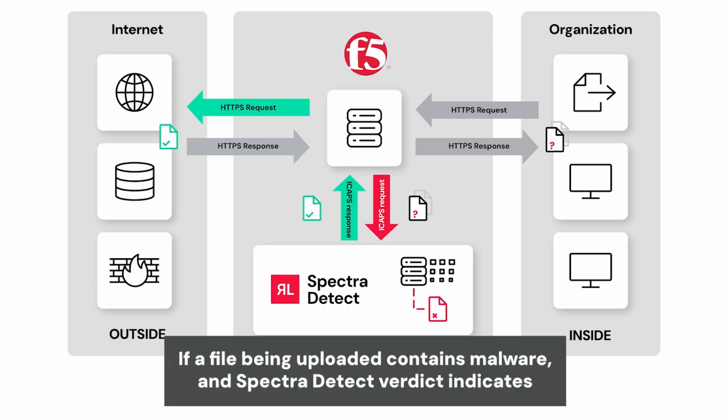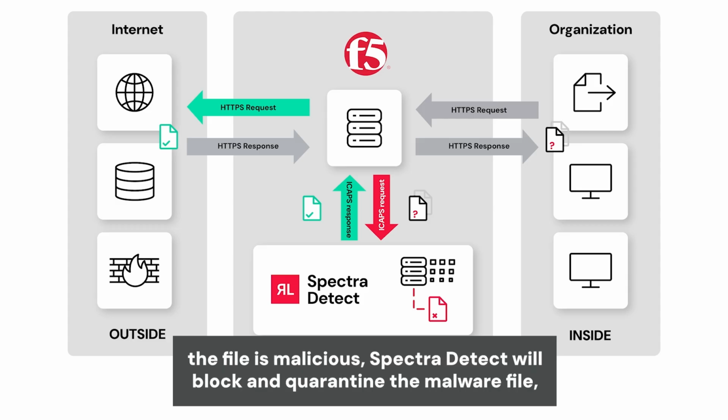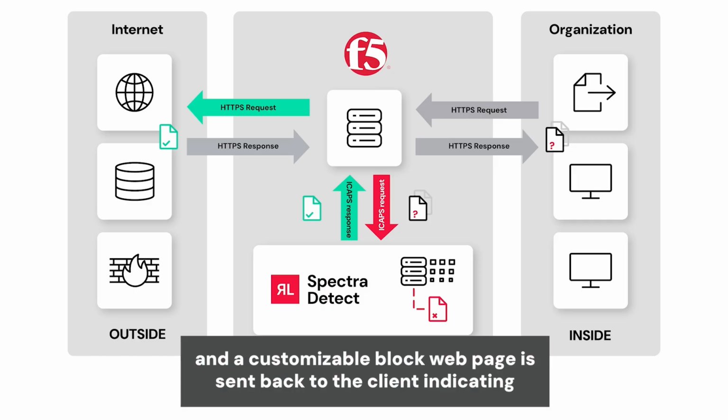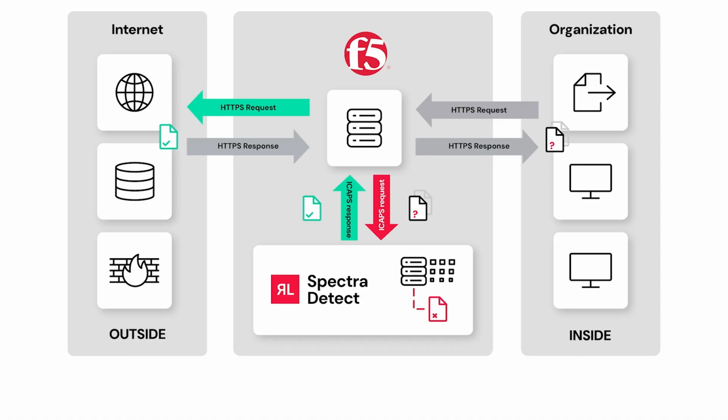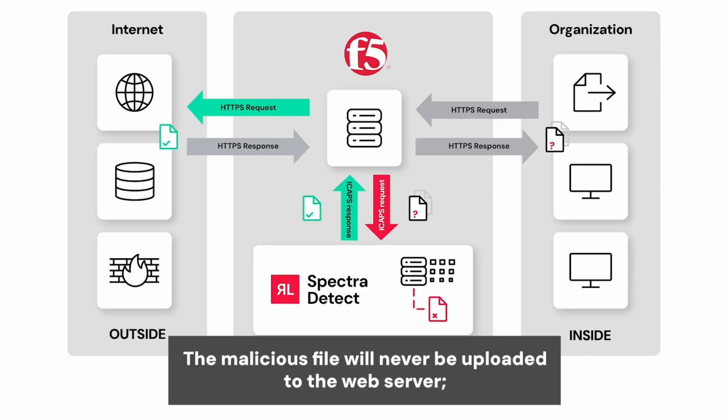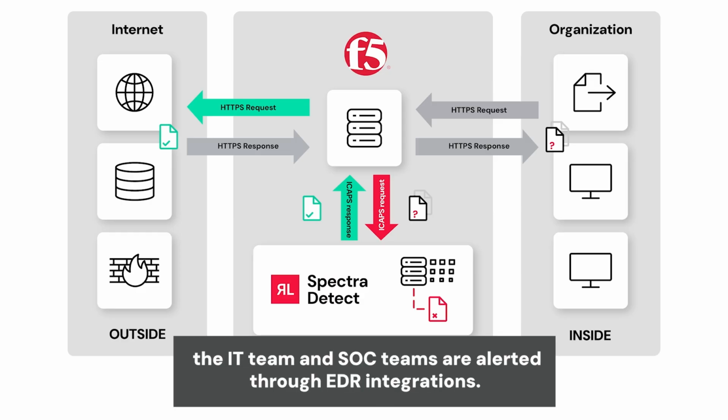If a file being uploaded contains malware and the Spectra Detect verdict indicates the file is malicious, Spectra Detect will block and quarantine the malware file, and a customizable block page is sent back to the client indicating that the file is blocked due to malicious content, with instructions and the next steps. The malicious file will never be uploaded to the web server. The IT team and SOC teams are alerted through EDR integrations.